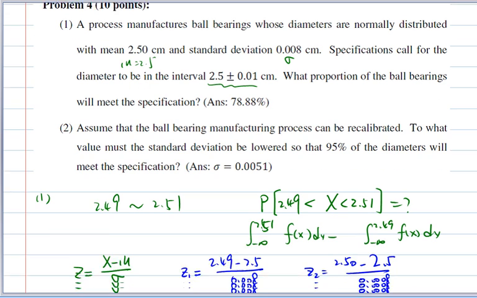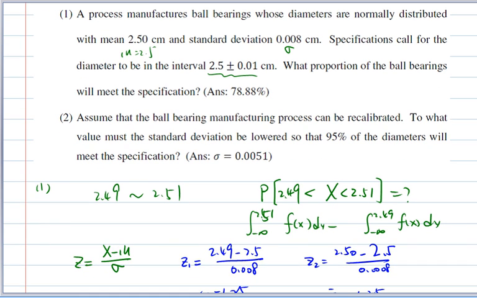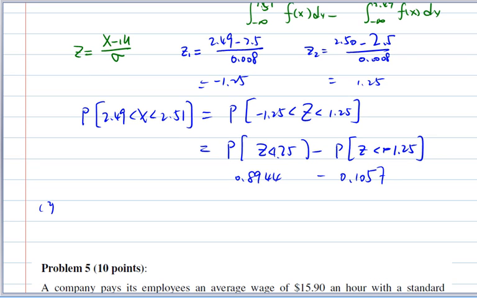Second part, let's see. Assume that the ball bearing manufacturer is recalibrated. To what value must the standard deviation be lowered so that 95% of the diameters will meet the specification? Okay, so this one here is actually a reverse problem. The keyword is 95.